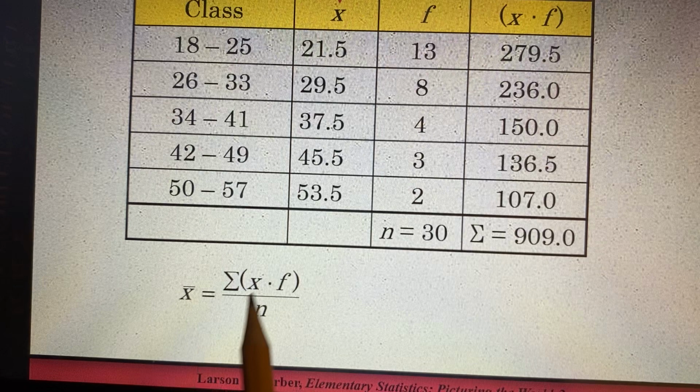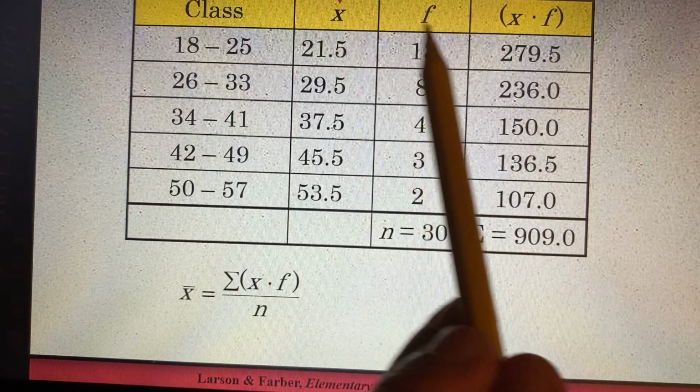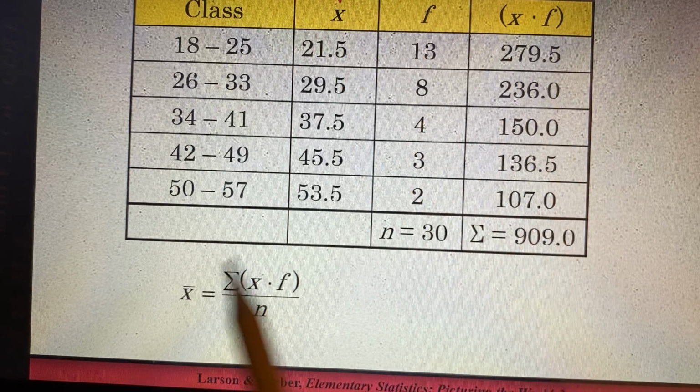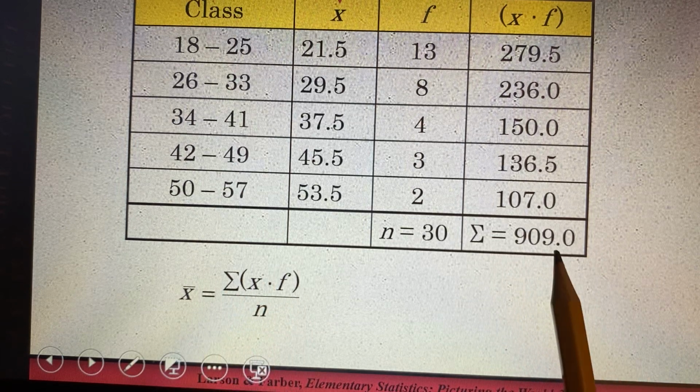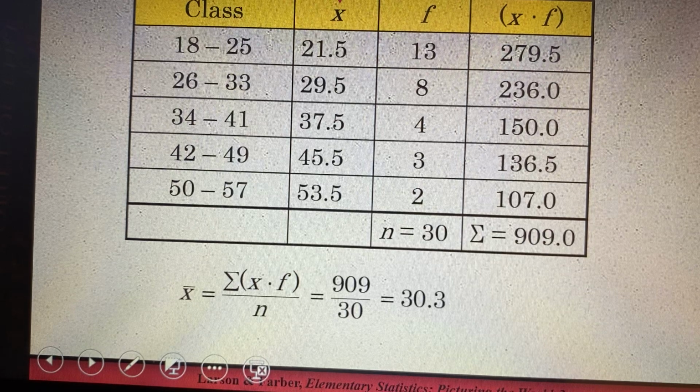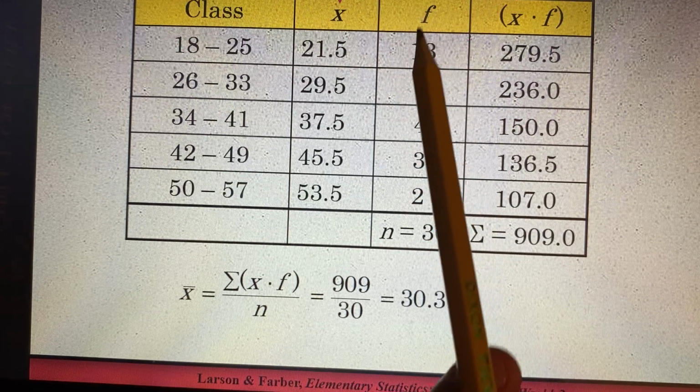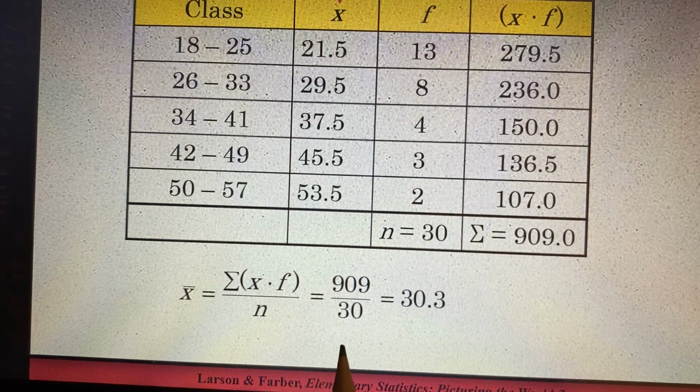Okay, so we did the multiplication, the X times F. Here are my products. The sum, we added them, so this numerator is 909. N is the number of terms or the number of people in your sample, which we got by adding up the frequencies, 30. And finally, we can divide the 909 by 30 to get X bar, our sample mean, of 30.3. The average age of the class is 30.3.